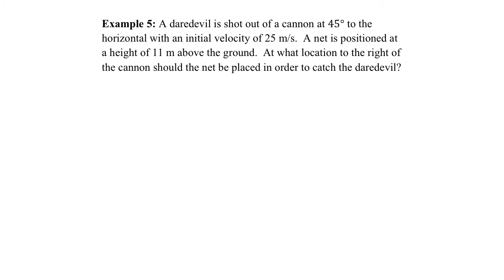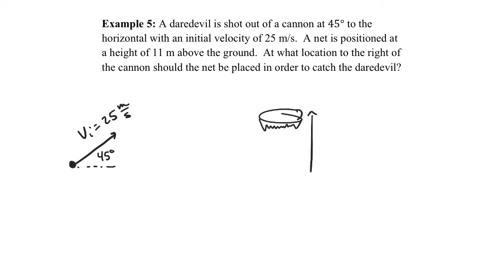Now, we have to draw a figure of this again. So here's our person getting launched from a cannon at 45 degrees with initial velocity 25 meters per second. The net is 11 meters above the ground. So let's just put a net somewhere. Make it look like a basketball net. I know it's got a bottom to it. Okay, that's the net. Now, I know that the net is 11 meters above the ground level.